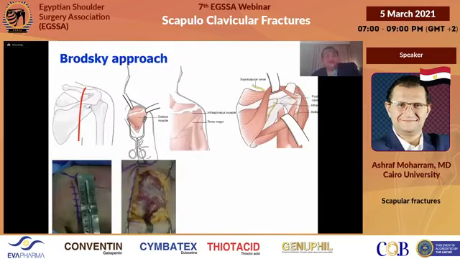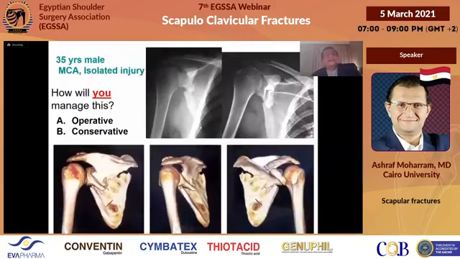Well, the Brodsky approach, again, is a longitudinal incision over the lateral aspect of the shoulder, and we develop 3 internervous planes. We do not detach or elevate the infraspinatus off the back of the scapula. We use 3 windows to expose all the parts of the scapula. And the more experience you have, the more you get used to the Brodsky approach, the less you will need the detachment or the elevation of the infraspinatus.